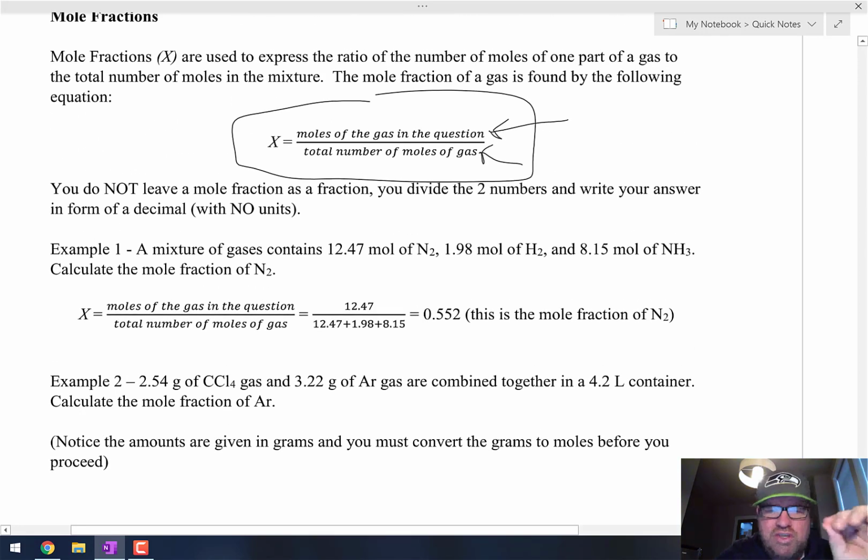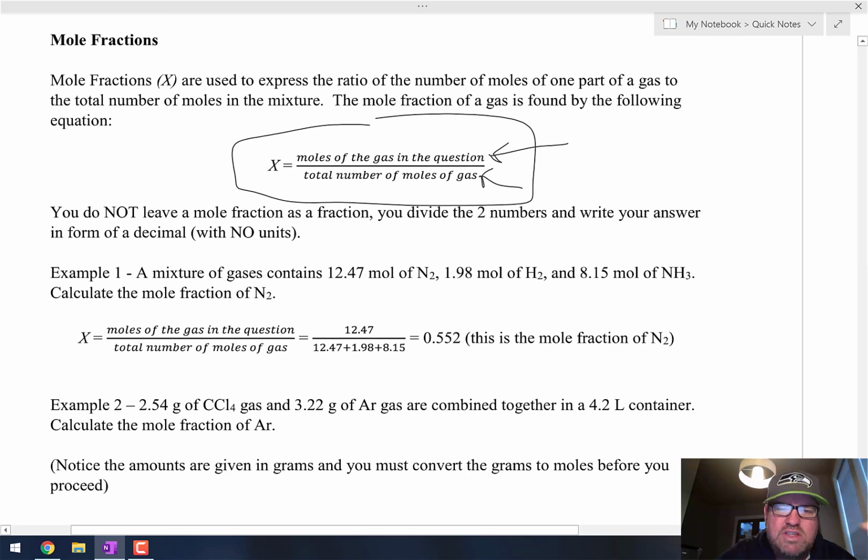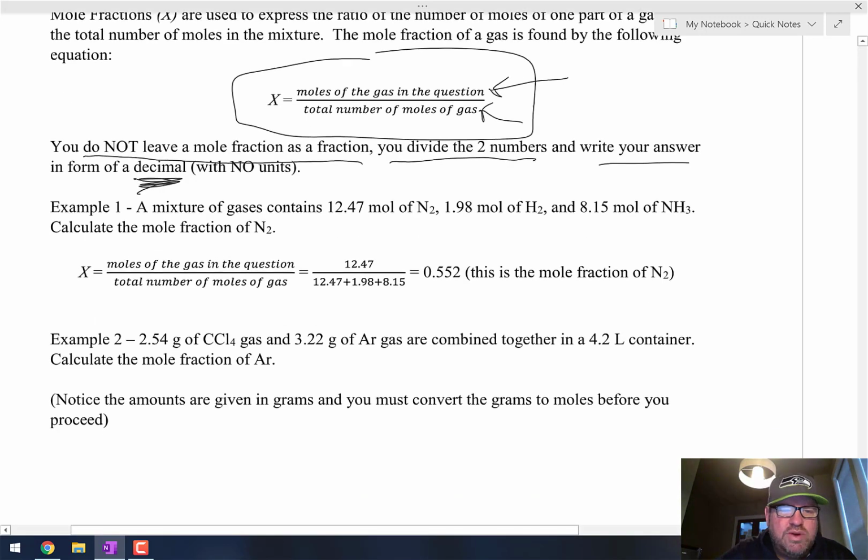One of the things that's interesting about mole fractions is, again, they use the letter X, and you don't actually leave it as a fraction. You don't leave a mole fraction as a fraction. Why do they call it a mole fraction? If we could go back in time and change some of these things, why did you name it that? So you take the moles of whatever they're asking you about, put that on the top, put the total number of moles on the bottom, and then write your answer in the form of a decimal. And the nice thing is there's no unit, so you don't have to worry about moles or grams or anything like that.